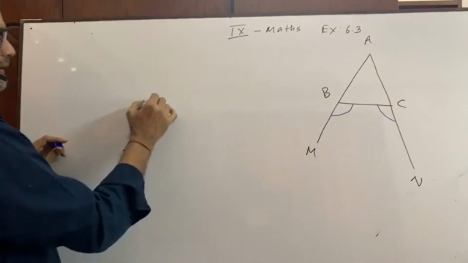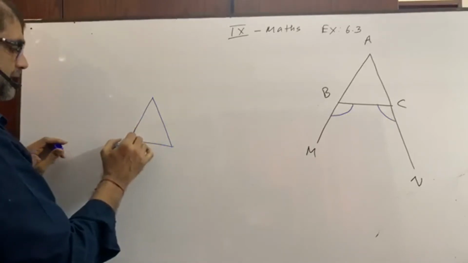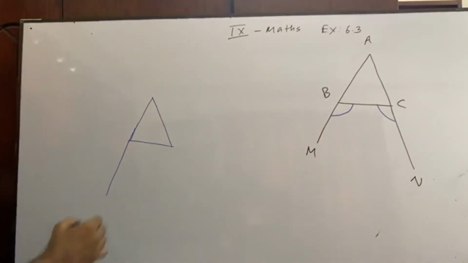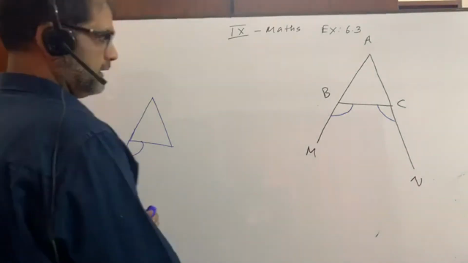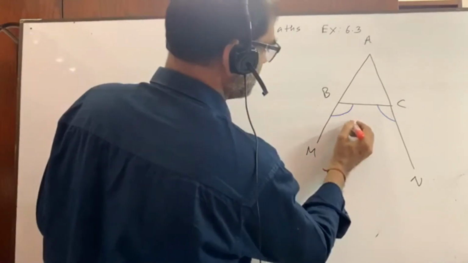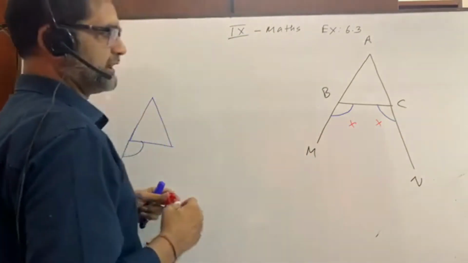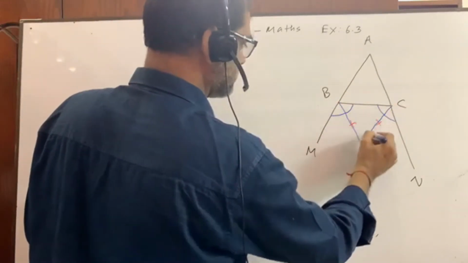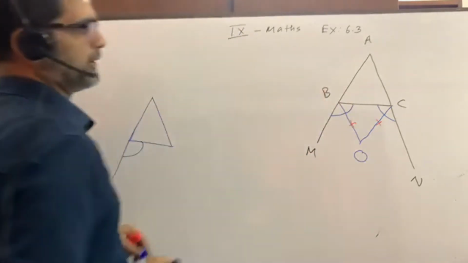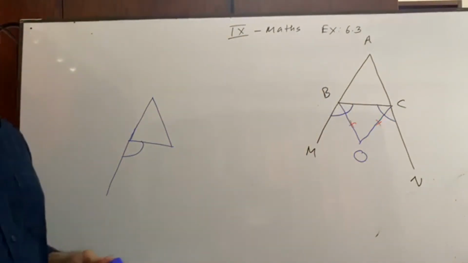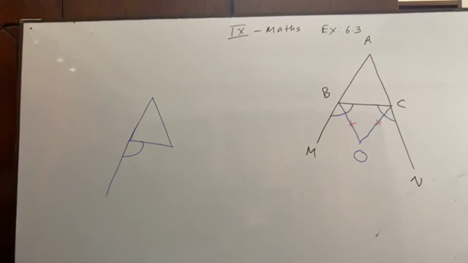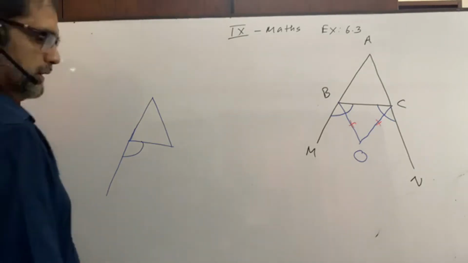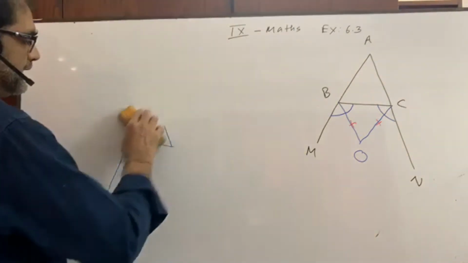External angle means what? In a triangle, a side has been extended, so this angle is called an external angle. And you see, if we bisect this external angle in this way, and the bisectors meet at the point O. Okay, I have got the external bisectors, the bisectors of two exterior angles in a triangle.